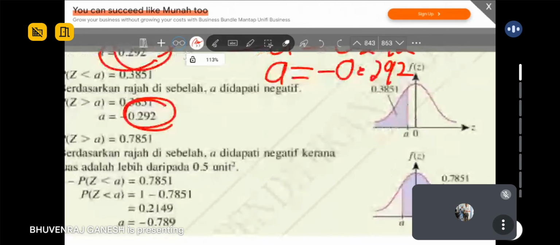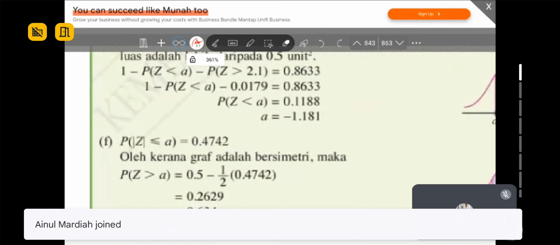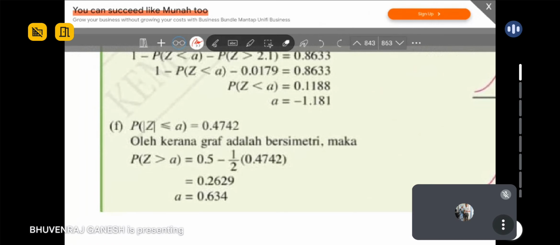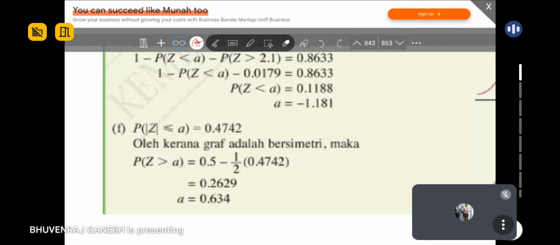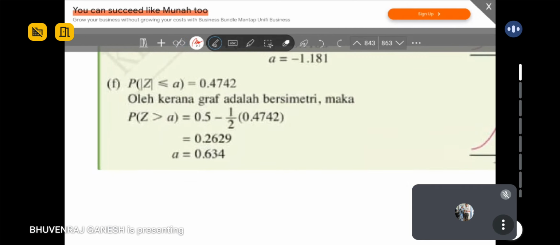Okay, then you will get the answer. For question F, like this. Okay, so over here, you can get the answer. I think over here they use different method, but same answer only. Kalau kamu buat yang tu tadi pun dapat jawapan sama. Alright, so your A value is 0.634. Okay, guys, are you clear?